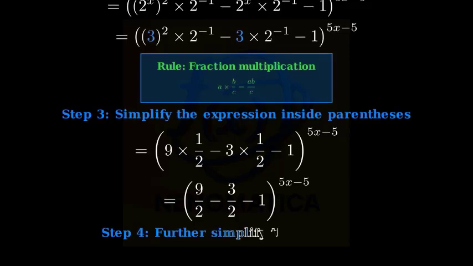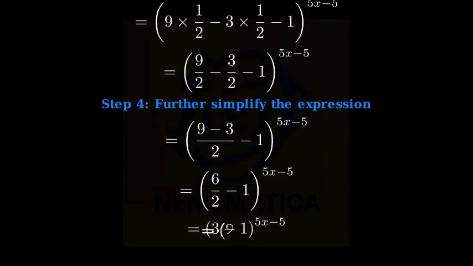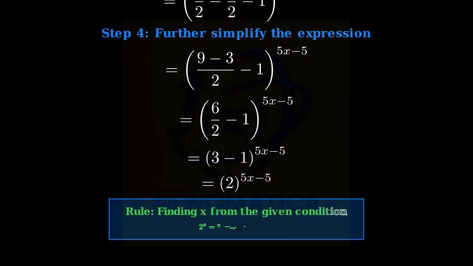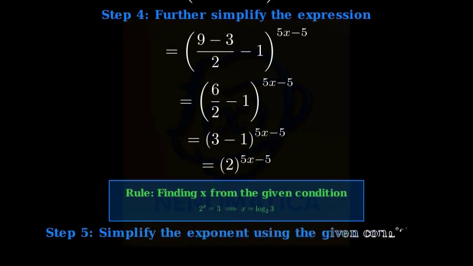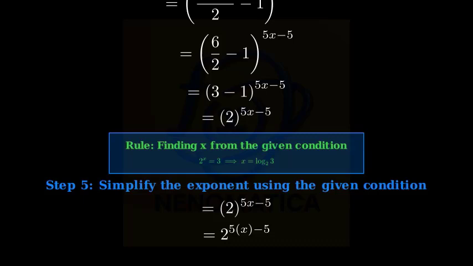In step 4, let's further simplify the expression inside the parentheses. We have 9/2 minus 3/2, which equals 6/2 or 3. Then we subtract 1, giving us 3 minus 1, which equals 2. In step 5, we need to simplify the exponent 5x - 5. Given that 2^x = 3, we can determine that x equals log base 2 of 3. Since 5x - 5 equals 5 times x minus 5, let's find the value of this expression.